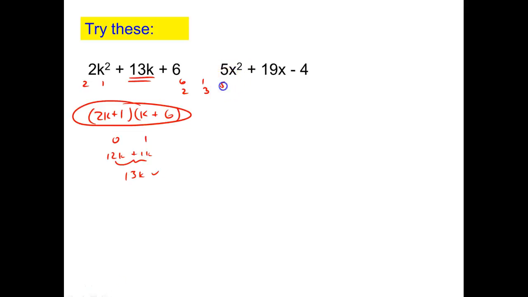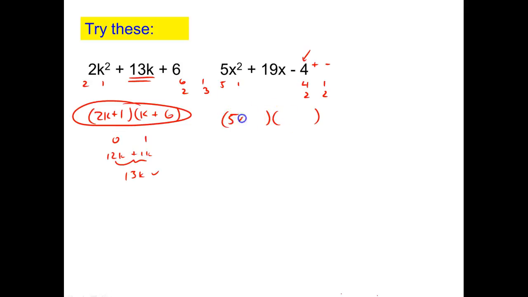Let's look at another. We have 5x and x. So 5 and 1 are the only ways to get that. And then I have 4 and 1 or 2 and 2 as possibilities to get my 4. Further complicated by the fact that that's a negative. So I'm going to have 1 positive and 1 negative. All right, so let's set it up.